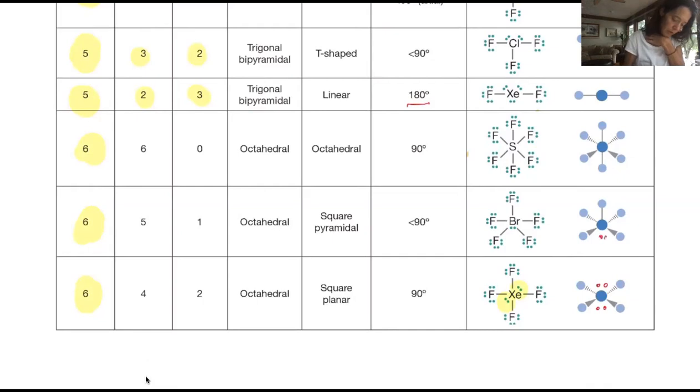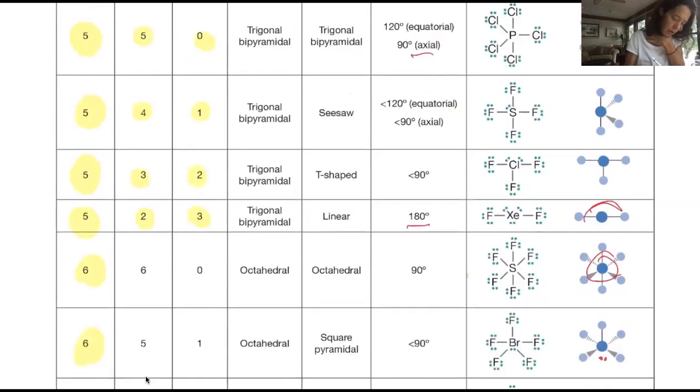Notice the lone pairs are here, right? Everything is spread out as much as possible. Everything's spread out. Here you have the 2 lone pairs. This is a T shape. You can see why, okay?